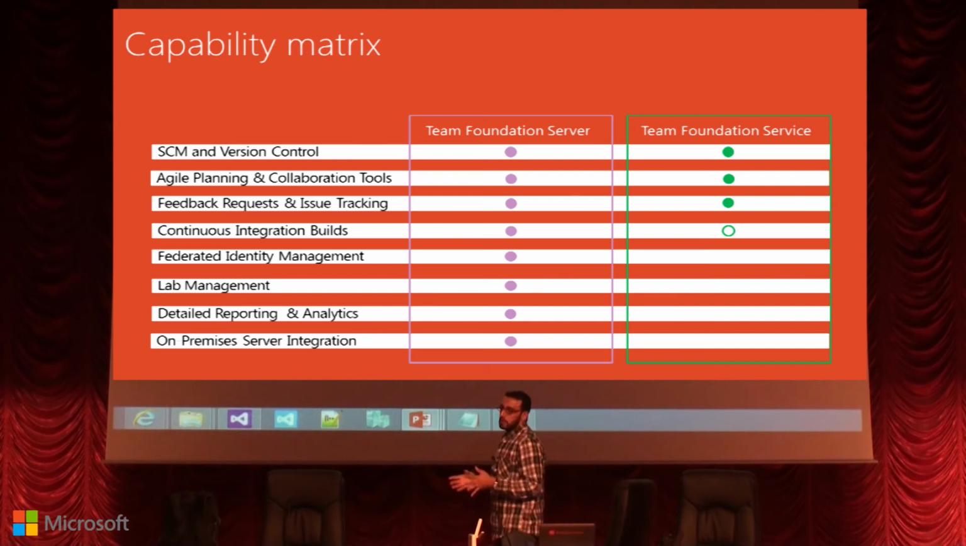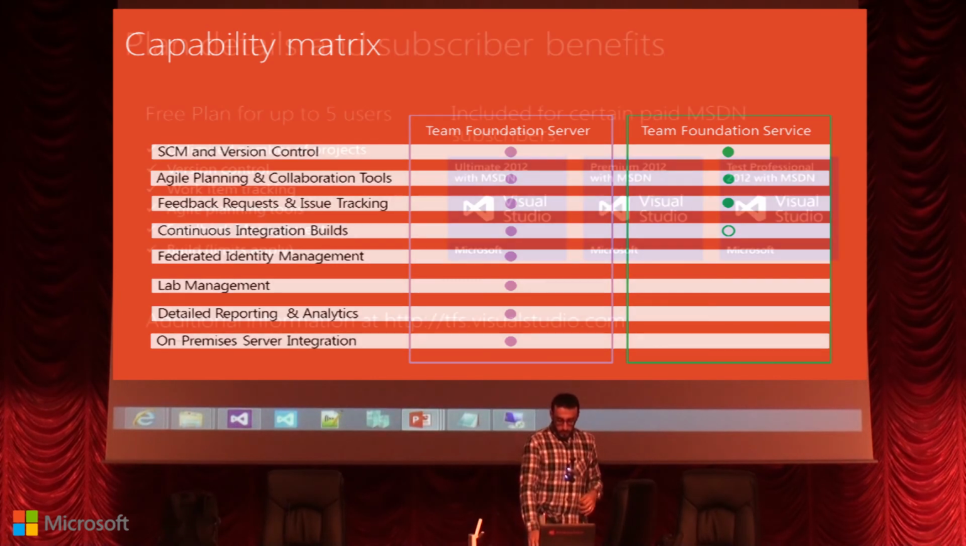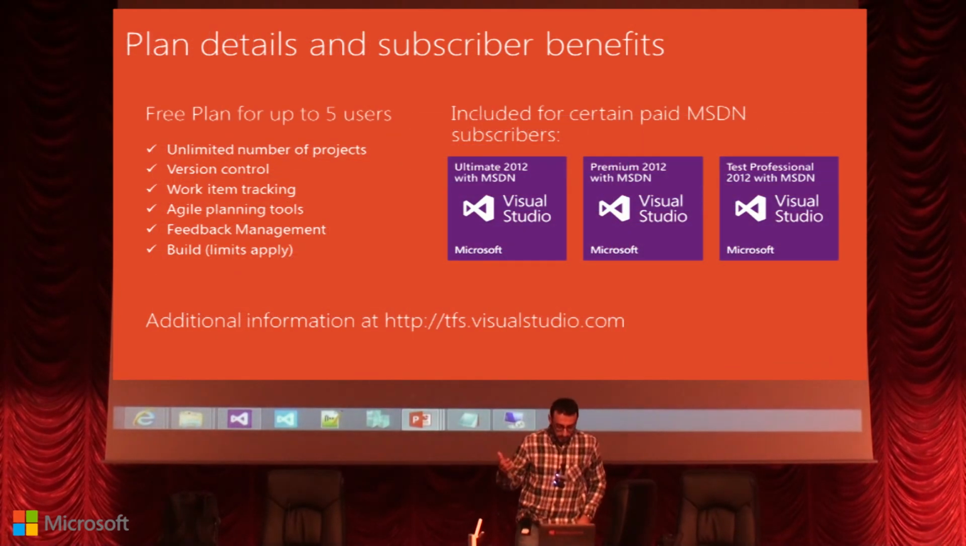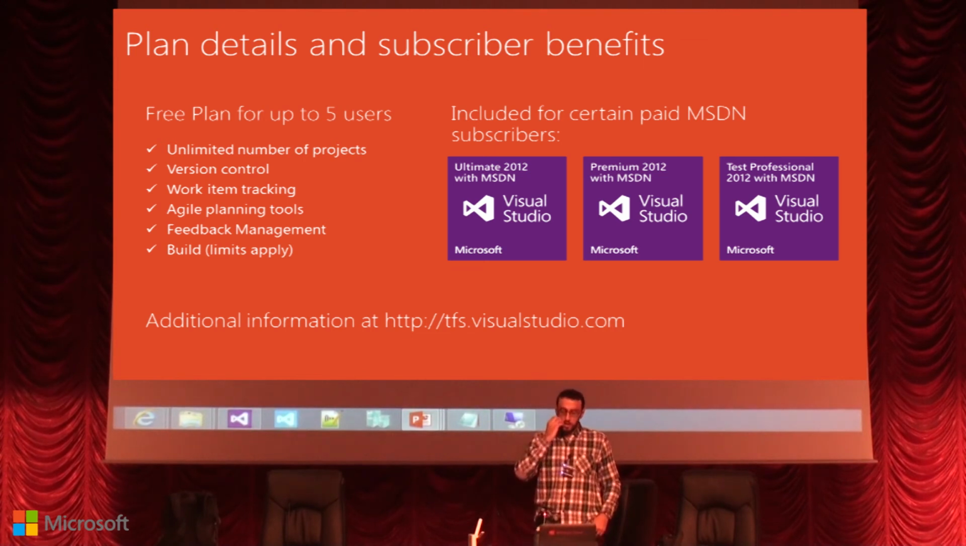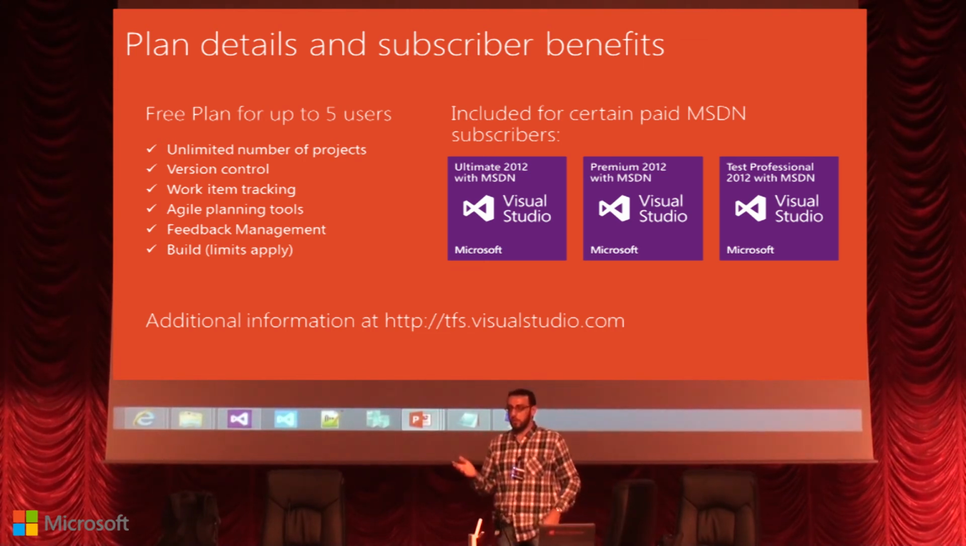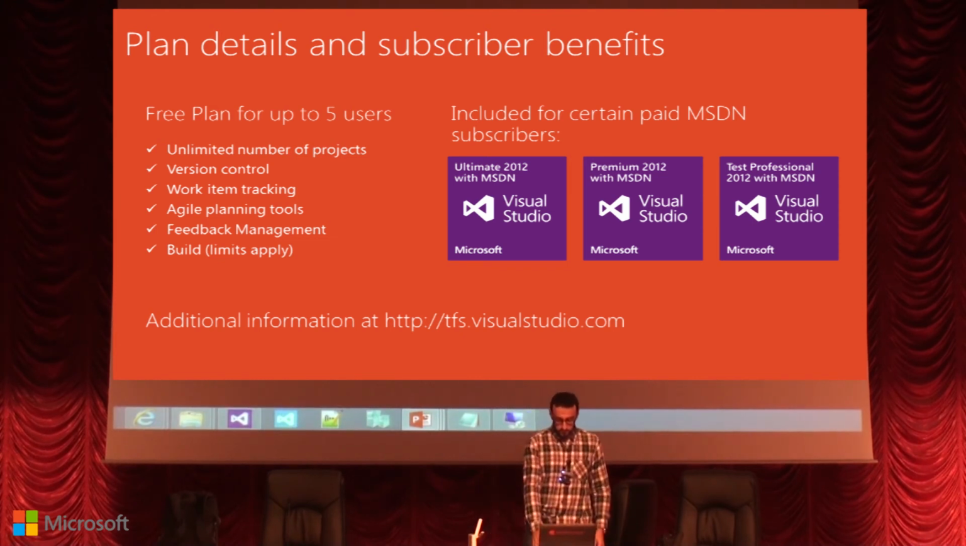So you can immediately have TFS web access. You can use the different processes like Agile. You can have work items and stuff like this. And of course, all the missing features will be added after this. And as we said, they have a free plan for up to 5 users. So even if you are working on your own and you want to make sure that you have a backup of your source code, you can go ahead and work in this TFS service.